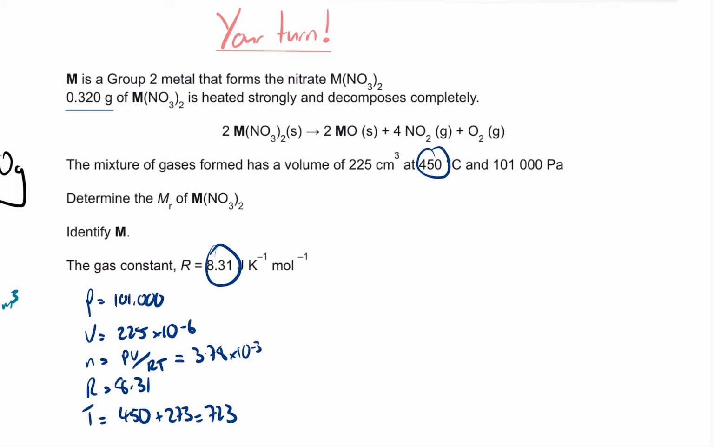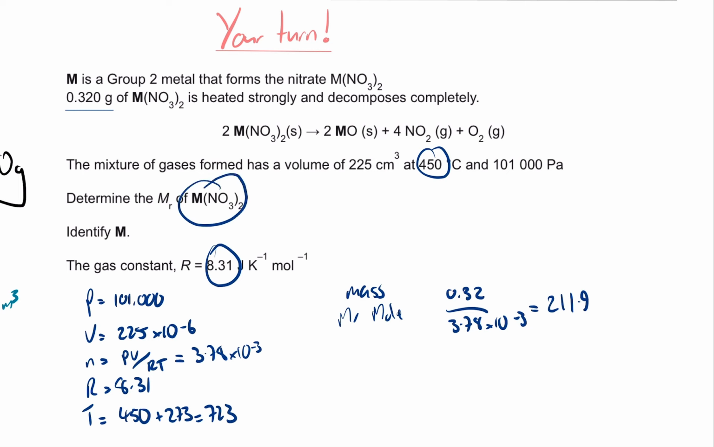That's our moles. Now we need to use our moles and our mass to work out our Mr. So we've got mass, Mr, mole again. So we do 0.32 divided by our 3.78 times 10 to the minus 3, and we get to 211.9. Now that is the Mr of MN2O6.